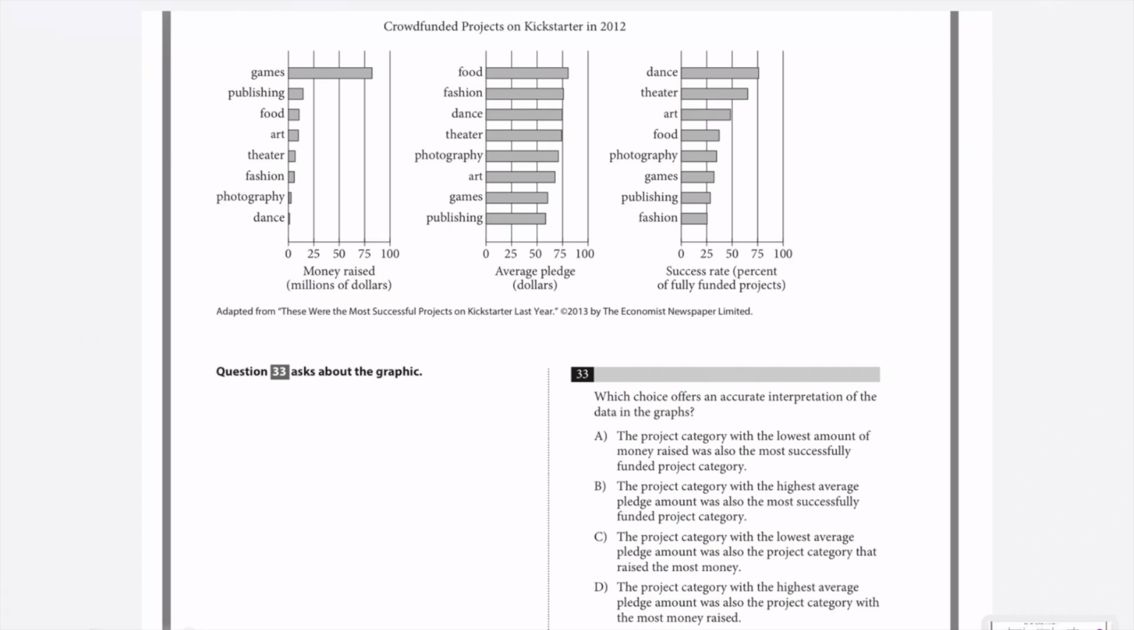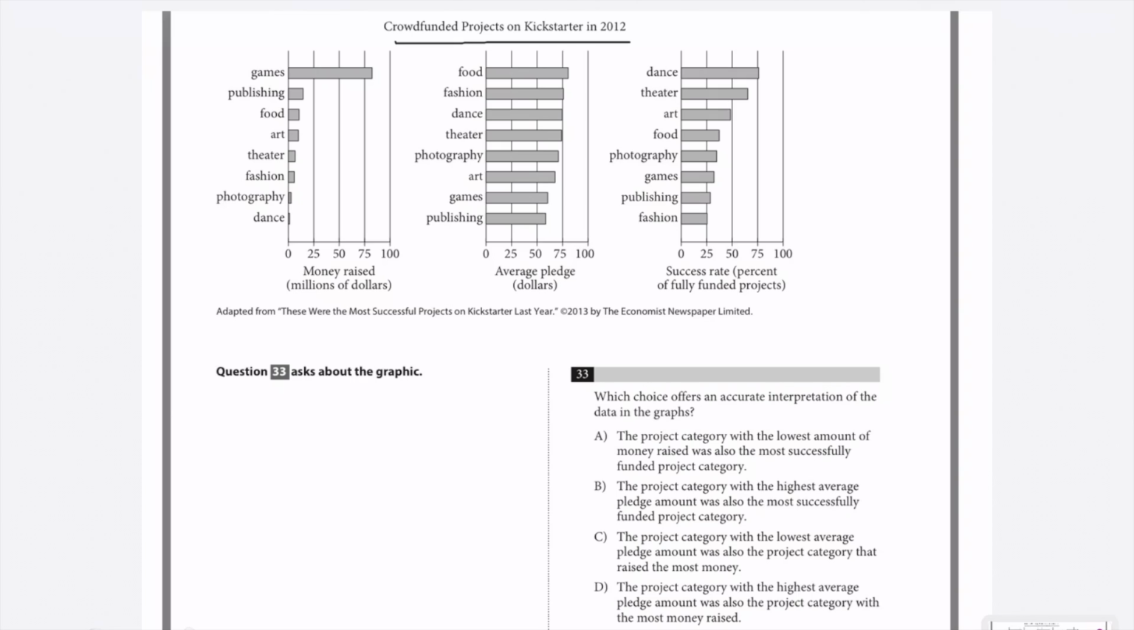First problem that we are going to solve is number 33 from College Board practice test number 5. This is from section 2, which is the writing section of the SAT. We are presented a graph, and the first thing you want to do is look at the title. And we see here that the title says crowd-funded projects on Kickstarter in 2012. One of the most important parts when you're doing data interpretation and graphs on the SAT is that you have to know, of course, what the graphs are talking about.